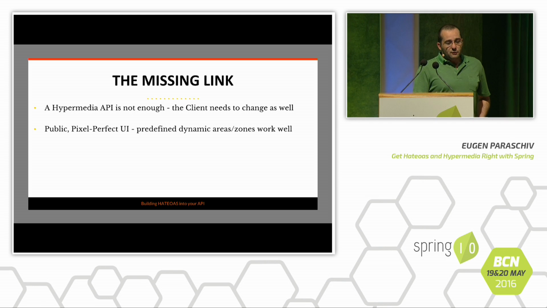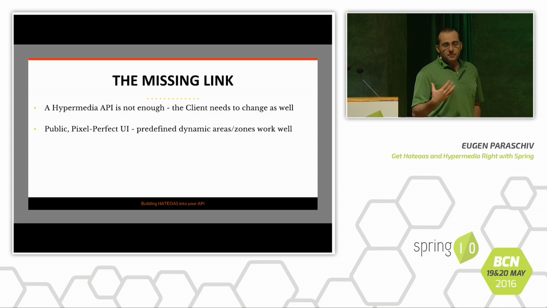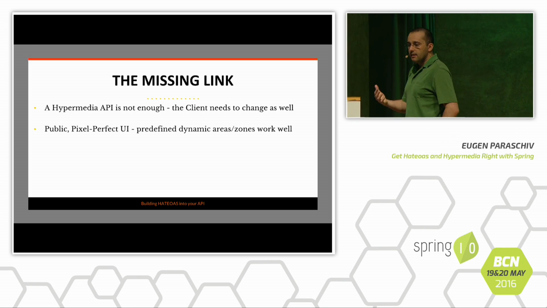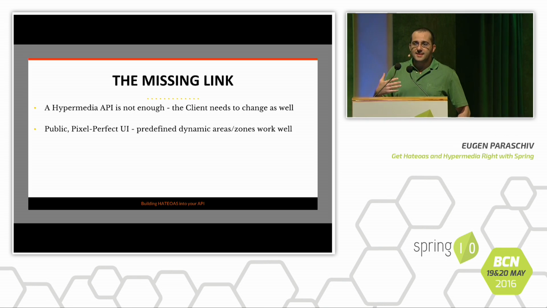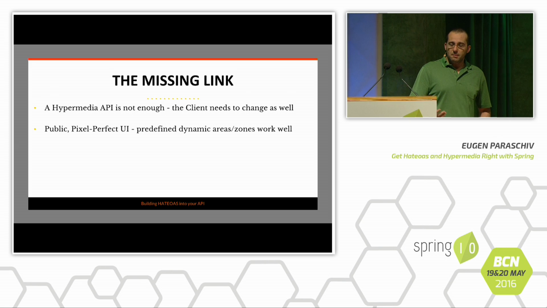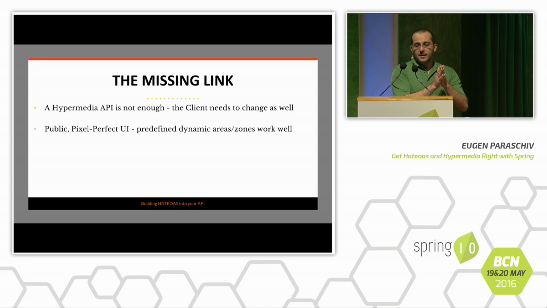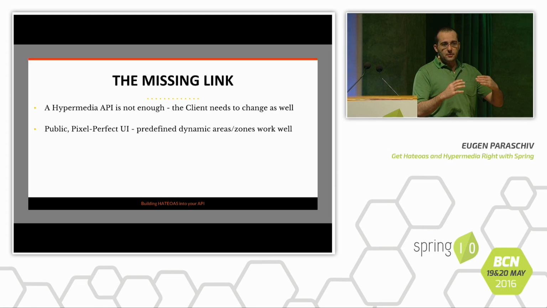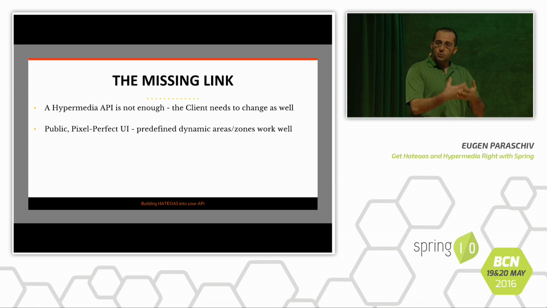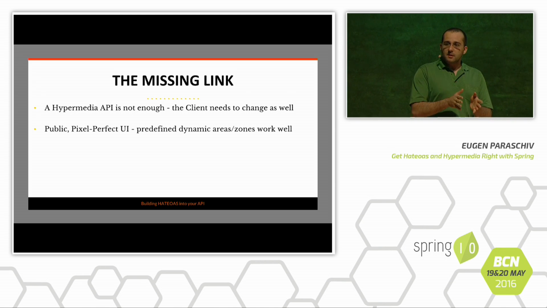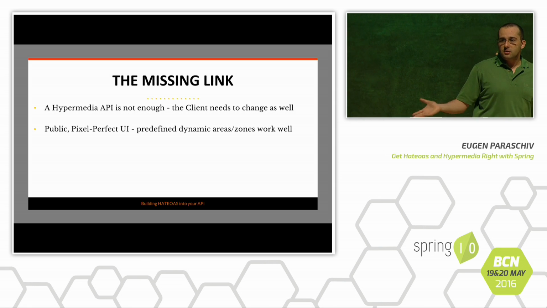Now, if we're talking about public types of UIs, like let's say Amazon, because we've talked about Amazon, right? Pixel perfect things, you get the design. It's not an internal application. It's actually a public site. The thing that works well here is identifying predefined areas, dynamic areas of content where you can actually utilize the Hypermedia. Most of the UI is fixed, and it's pixel perfect, and of course it needs to be like that. But there are areas in the UI, usually, and in Amazon there are lots of them.